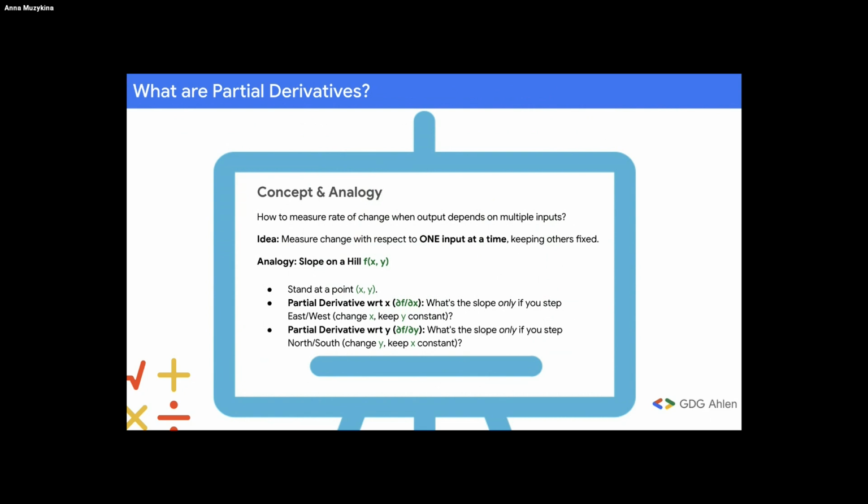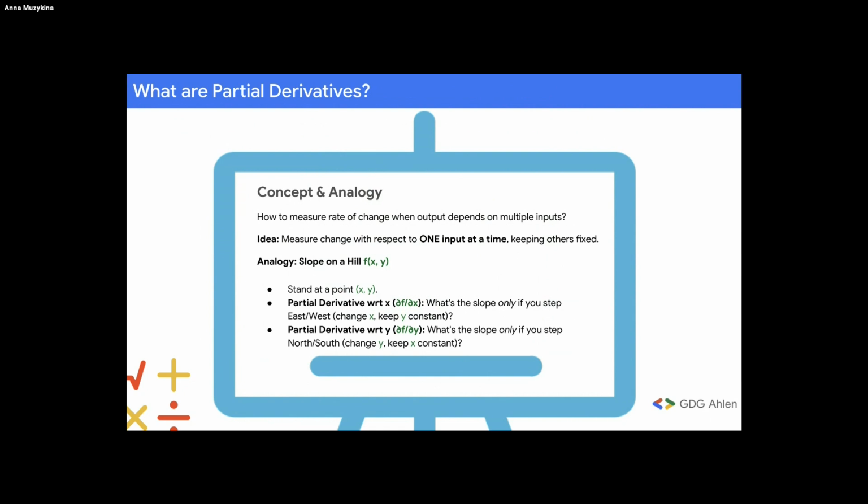Let's use the hill analogy again. Imagine you are standing at a specific spot, x, y, on the hill z equals f of x, y. The partial derivative with respect to x, written with this symbol, answers: if you take a teeny step only in the x direction, say due east, what is the slope of the hill right under your feet in that specific direction?